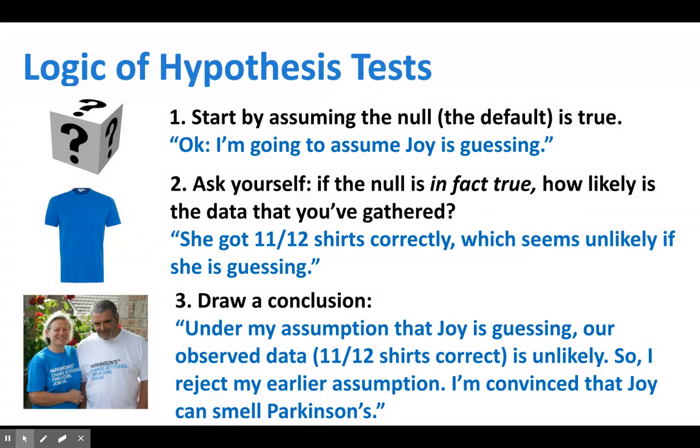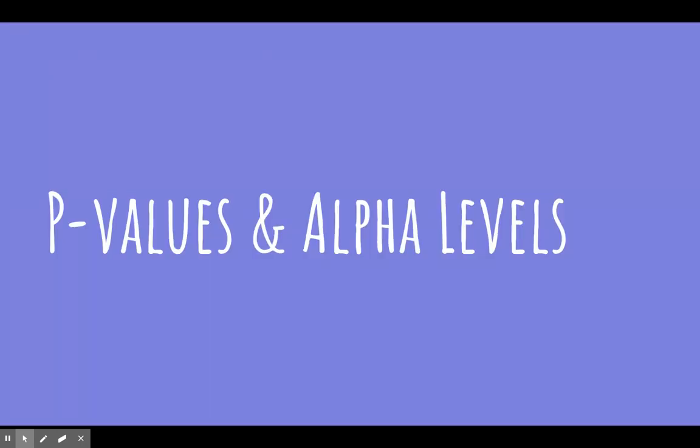And so what it comes down to, though, is what is unlikely? Because that could be different depending on the situation. So, at this point, 11 out of 12 shirts, how likely is it versus unlikely? At this point, it's just a matter of opinion. We have not done any statistics yet. So what I'm going to go into next is, okay, statistically, what do we consider likely versus unlikely? And this is where we're going to use p-values and alpha levels.